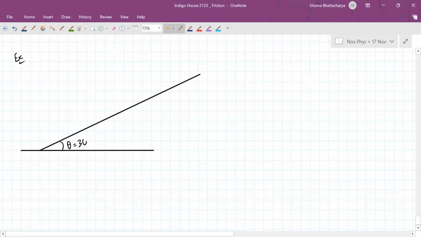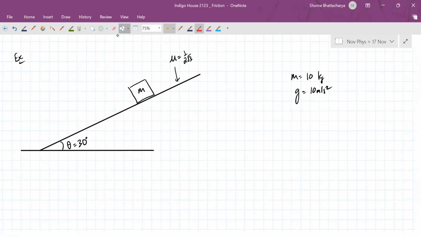So this time we have an incline of 30 degrees. We have a block of mass m. Now this has a coefficient of friction of 1 by 2 root 3. And the mass of the block is 10 kgs. We'll take g also as 10 meters per second square. Now what we do is we start applying a force F like this, parallel to the inclined plane.